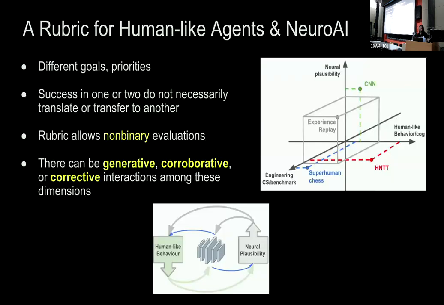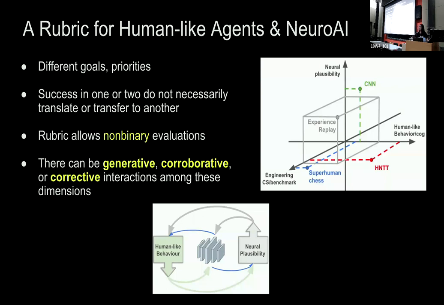Okay, so there are different goals and priorities. Success in one or two dimensions does not necessarily translate or transfer to others. The rubric allows non-binary evaluations. It's not that you are not at all neurally plausible; it seems like, you know, somewhat plausible. For instance, CNNs are somewhat neurally plausible, let's say 7 out of 10, but they're not behaviorally plausible. I'll give it 2 out of 10, or I can give it a little better on a good day.